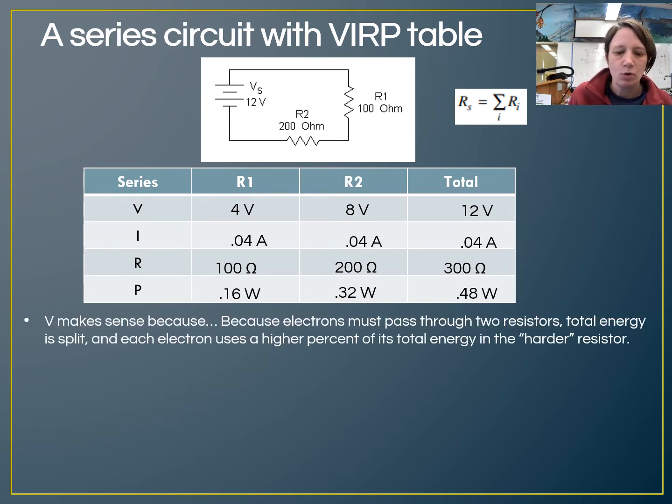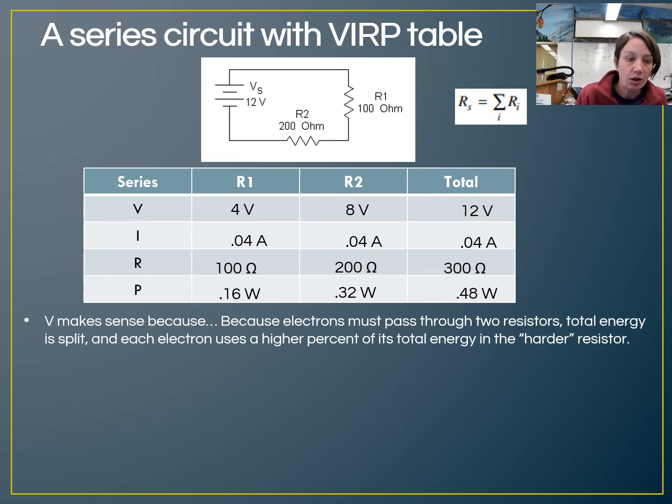Once you've got your whole table completed, it makes sense to look at each row of values and think about whether those values make sense from a conceptual level. So when I look at these voltage values, I notice a couple of things. First thing I notice is that 4 and 8 add up to 12. Does that make sense? Well, it does, because if I got 12 volts of energy at that battery, I have to use it all before I come back. So if I'm going to use 4 at one, I better use 8 at the other to use it all up.